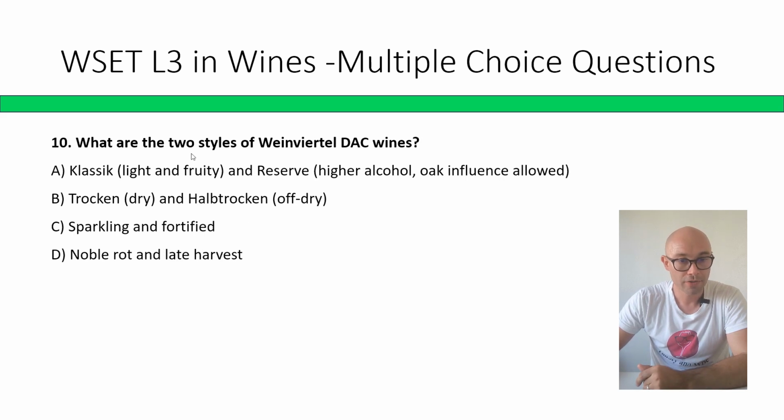What are the two styles of Weinviertel DAC wines? Classic, light and fruity, and reserve, high alcohol, oak influence allowed. Trocken and Halbtrocken, sparkling and fortified, noble rot and late harvest. So this is a very specific labeling terminology for Weinviertel DAC wines, and the correct answer is A. On Weinviertel labels, you're going to find these two labeling terms that indicate the style of wine. Classic, which is light and fruity, or reserve, which indicates riper, higher alcohol wines that have oak influence.